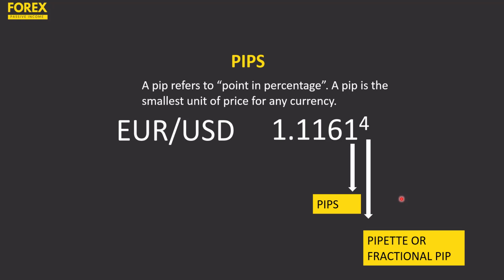So when this 1 moves to 2, we say it has moved 1 pip up. When this 1 moves to 0, it has moved 1 pip down. What about if this 1 moves from 1 to 9? It has moved 8 pips upward. Okay, so that's how we calculate price change in the Forex market. The smallest price change is called a pip.